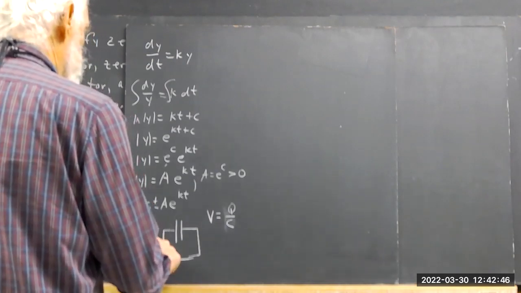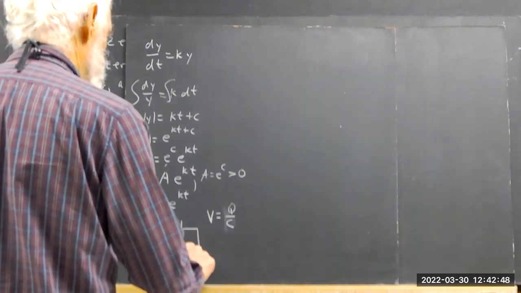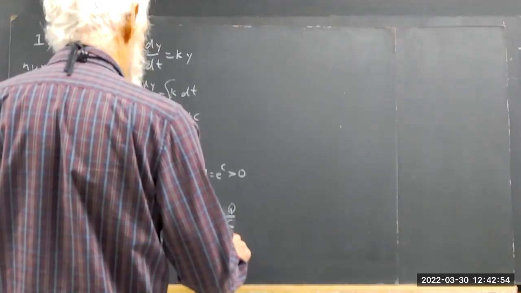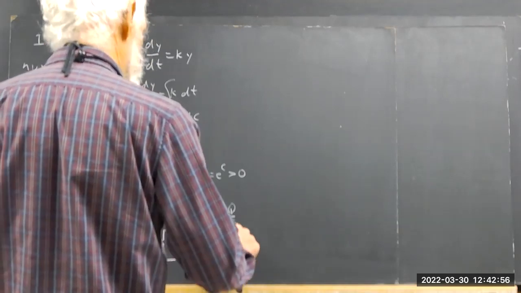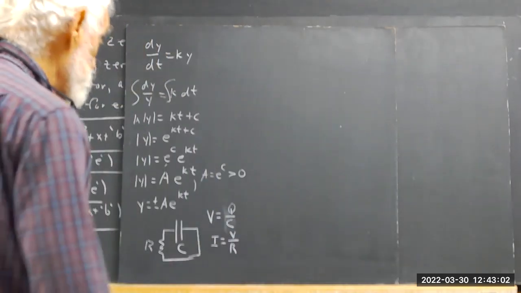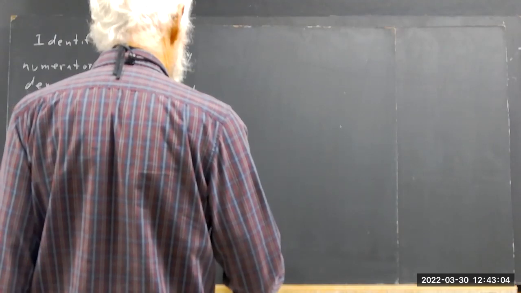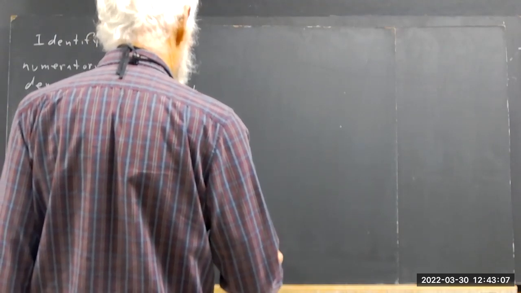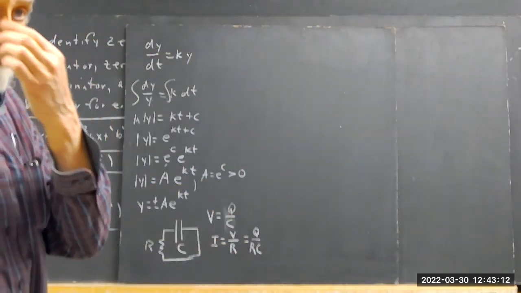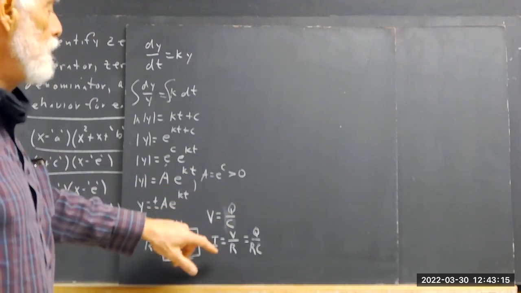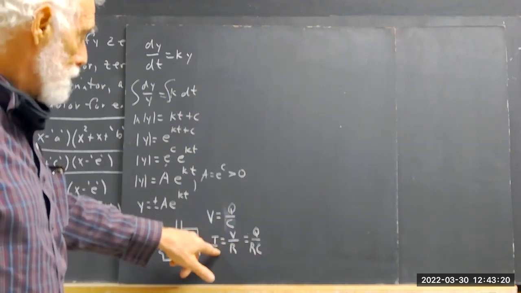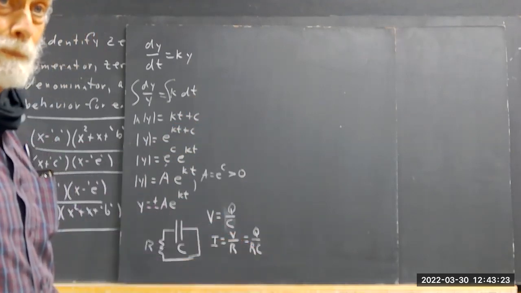If you have a resistor here, then the current is the potential difference over the resistance. And that's Q over RC. I mean, the potential difference is Q over C, and the current is V over R. Then it's very clear that the current is Q over RC.